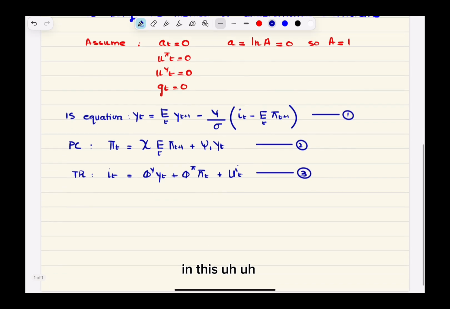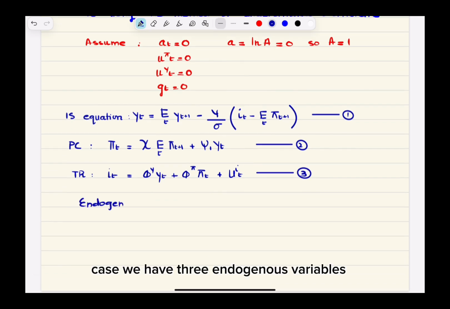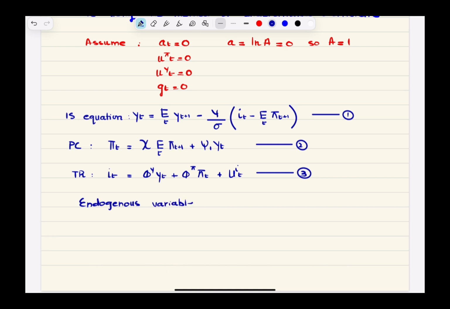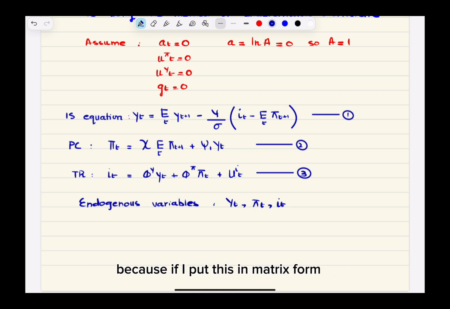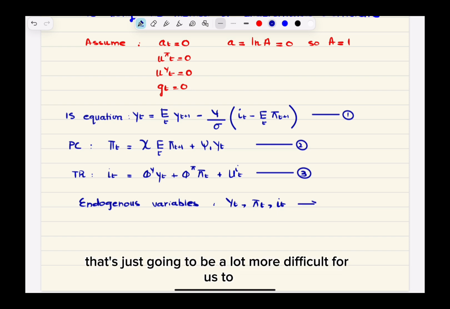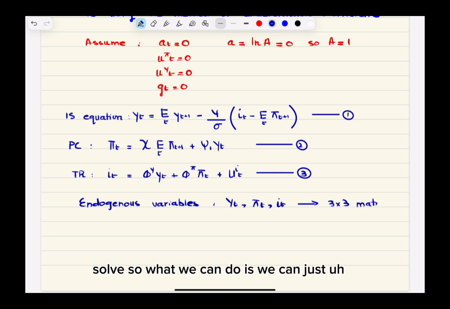So in this case, we have 3 endogenous variables, which are output, inflation, and the interest rate. This can be potentially very difficult for us to solve, because if I put this in matrix form, it's going to give me a 3 by 3 matrix, right? So that's just going to be a lot more difficult for us to solve.